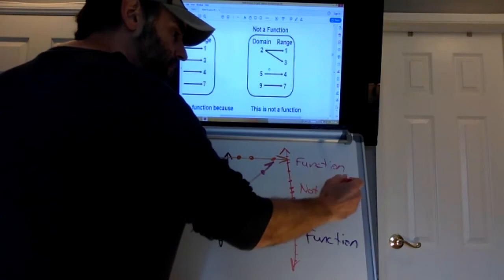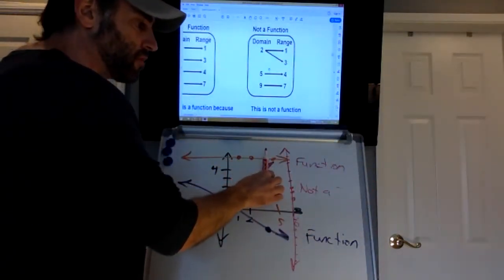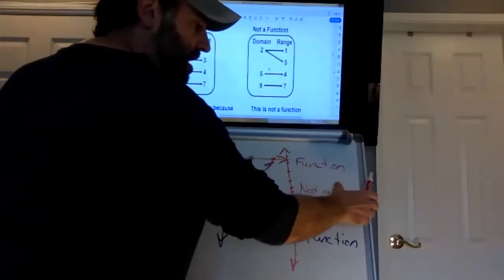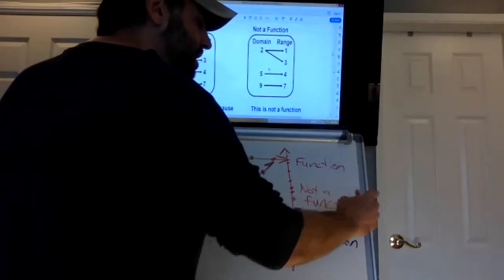Oh, is that why it's called the vertical line test? Yeah, because you're literally putting your pencil and seeing if you hit more than one point. Then it's not a function. It's one location of x, but it's multiple locations of y.